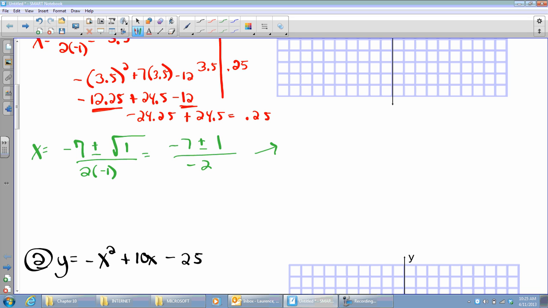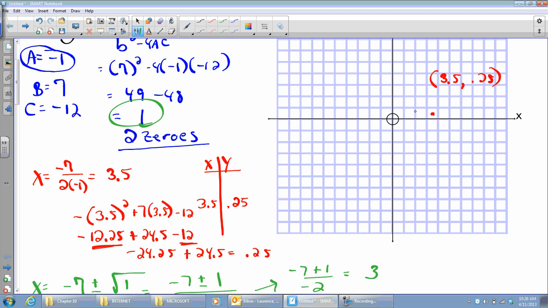So my two problems are going to be -7 plus 1 divided by -2 and -7 minus 1 divided by -2. I'm going to get -8 divided by -2 is 4. And I'm going to get -6 divided by -2, which is 3. And so our zeros are going to occur at 3, 0, and 4, 0. And I should be able to draw this parabola pretty easily because the points are so close to each other.